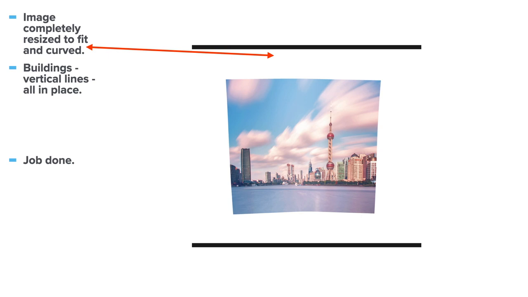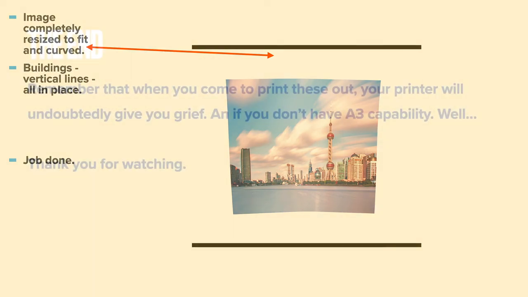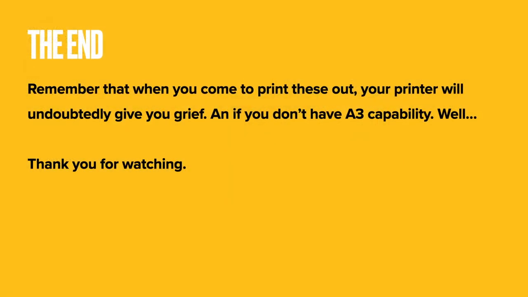Job done. So that's how easy it really is for a 20 ounce and a 30 ounce tapered skinny mug. Remember that when you come to print these out, your printer will undoubtedly give you grief. And if you don't have A3 capability, well, you'll have to experiment. You might get away with printing them in landscape or portrait mode on A4, but some of these might be a bit big. You'll be better off with A3. Try if you like on A4 and see how you go. That part I'll leave to you.